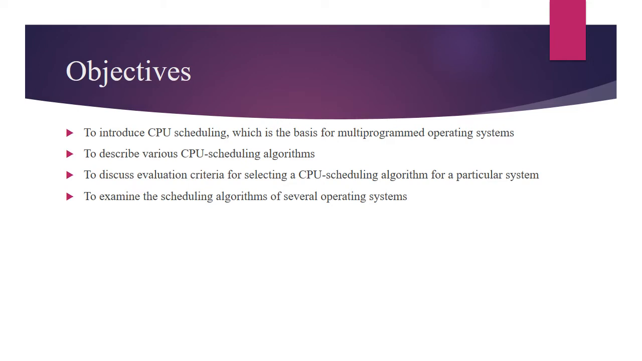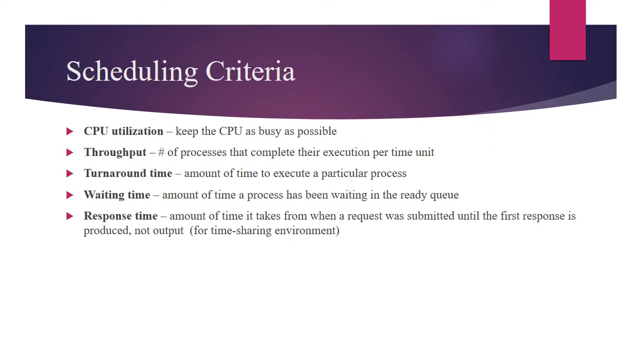The objective of this chapter is to introduce CPU scheduling, which is the basis for multi-programming operating systems, to describe various CPU scheduling algorithms, to discuss evaluation criteria for CPU scheduling algorithms, and to examine the scheduling algorithms of several operating systems. Scheduling criteria, we have some features like CPU utilization.